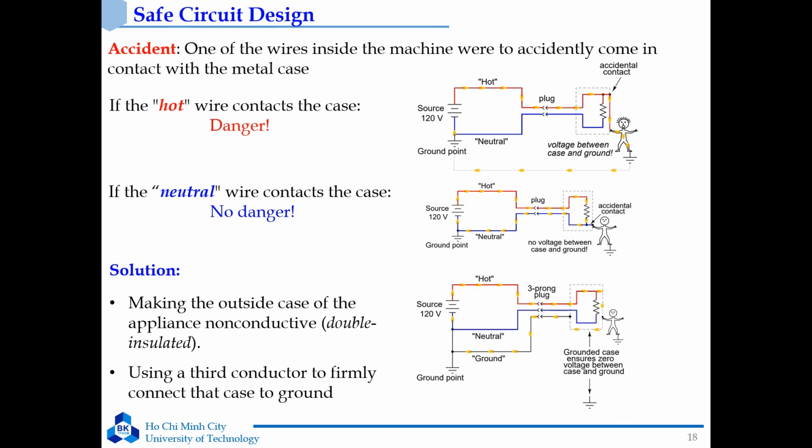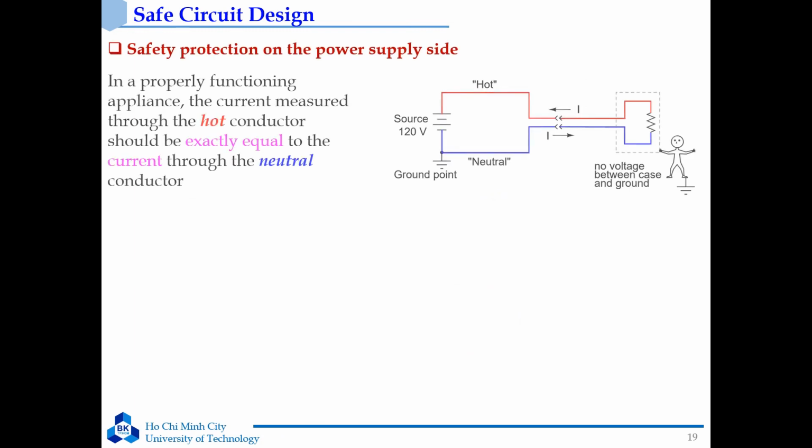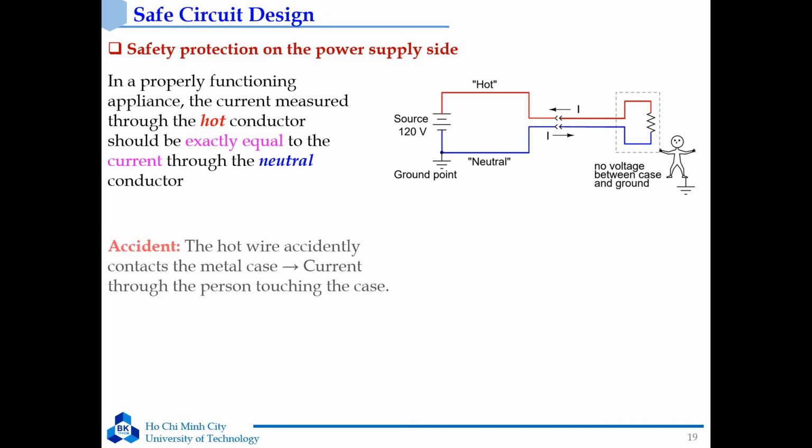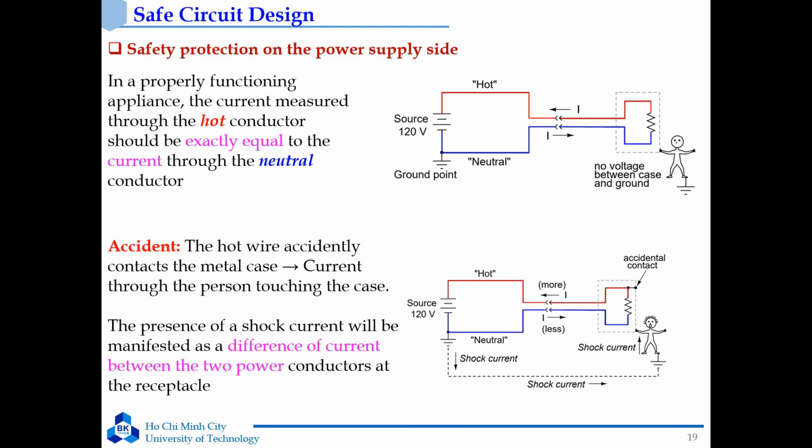Now we will discuss the protection on the power supply side. In a properly functioning appliance, the current measured in the hot conductor should be exactly equal to the current through the neutral conductor. But when an accident occurs, the hot wire accidentally contacts the metal case. It will send a shock current through the person touching the case. The shock current will make the current in the hot conductor become larger than the current in the neutral conductor.